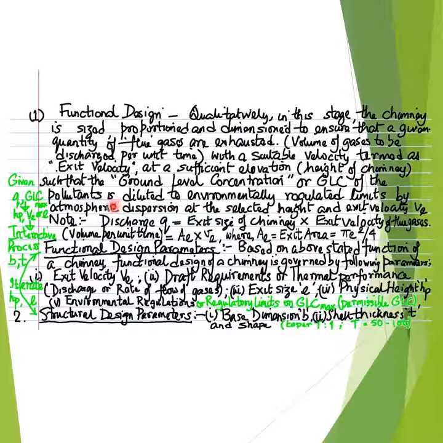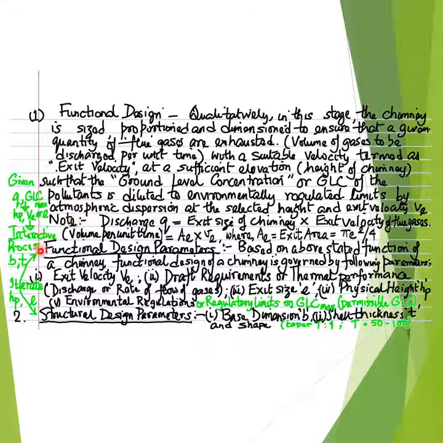Mathematically, therefore, the discharge or the volume of gases that are exhausted per unit time from the industrial chimney equals the exit area AE times the exit velocity of the flue gases VE, where the exit area denoted as A subscript E of the chimney is simply equal to pi times E square divided by 4, where E is the exit dimension or exit size of the industrial chimney in case of circular cylindrical chimneys.